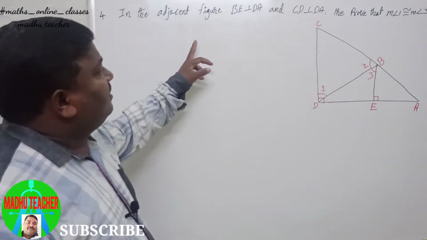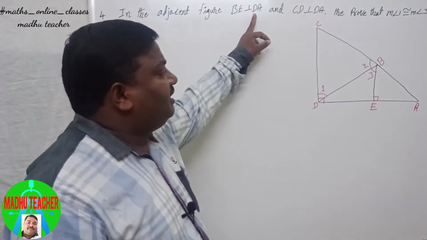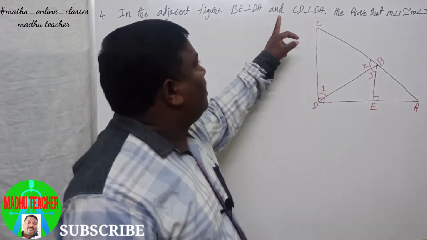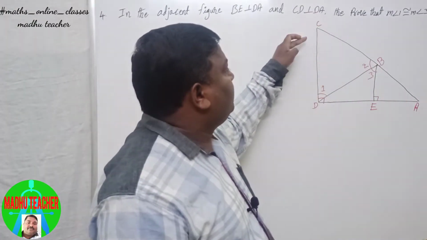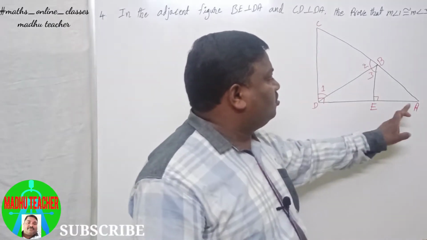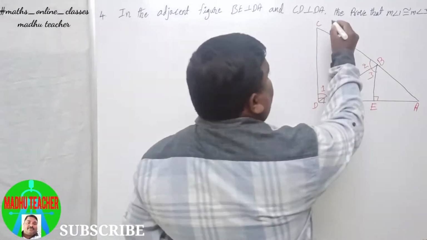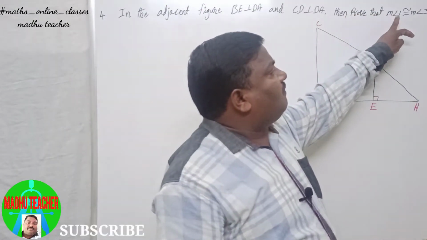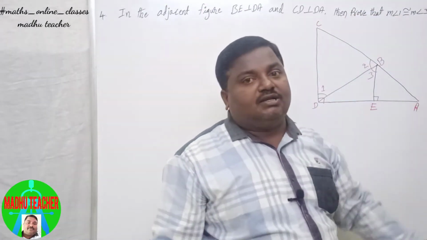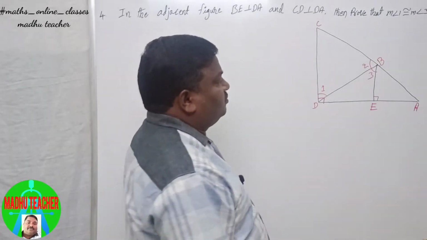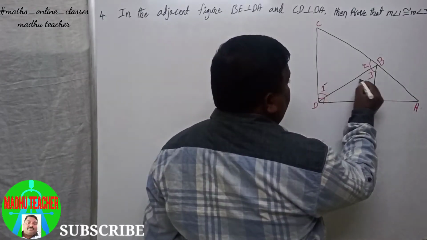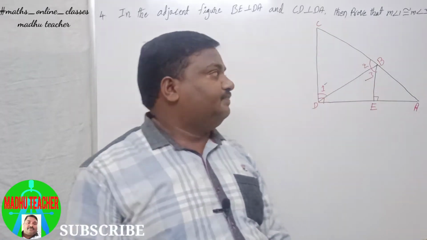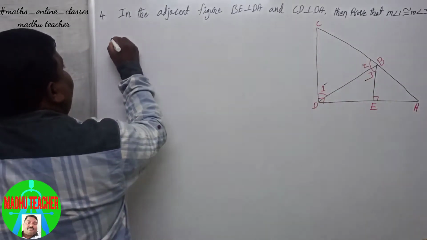In the adjacent figure, BE is perpendicular to DA and CD is perpendicular to DA. Then prove that measure of angle 1 equals measure of angle 3. So what you have to prove? These two angles are congruent, that means these two are equal. So let us see.